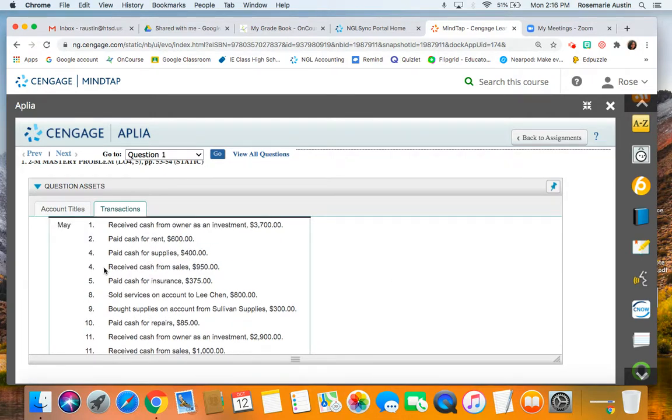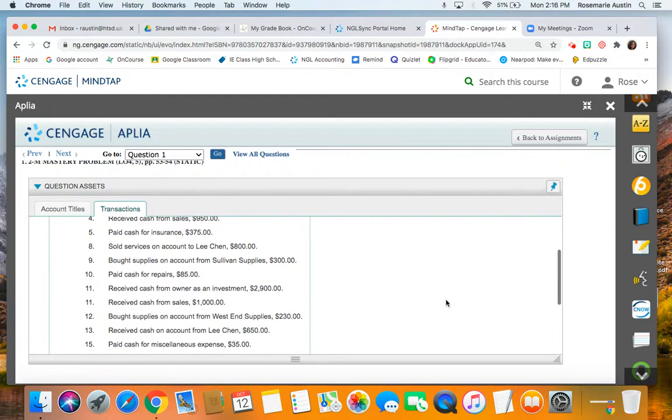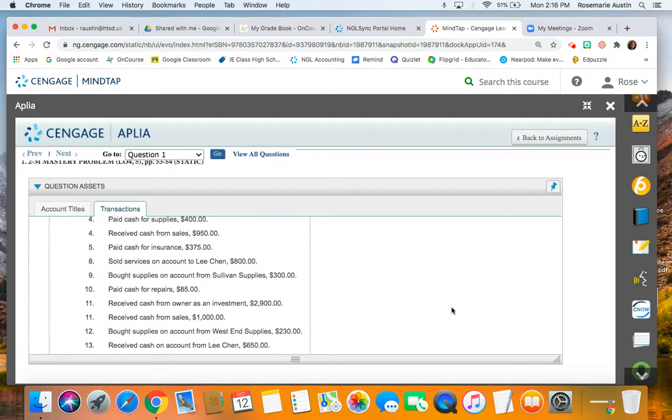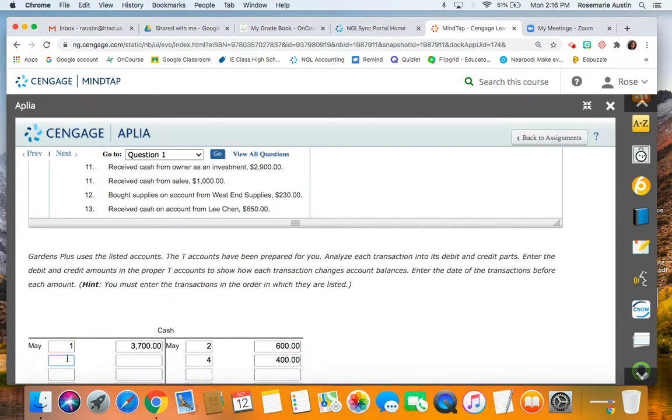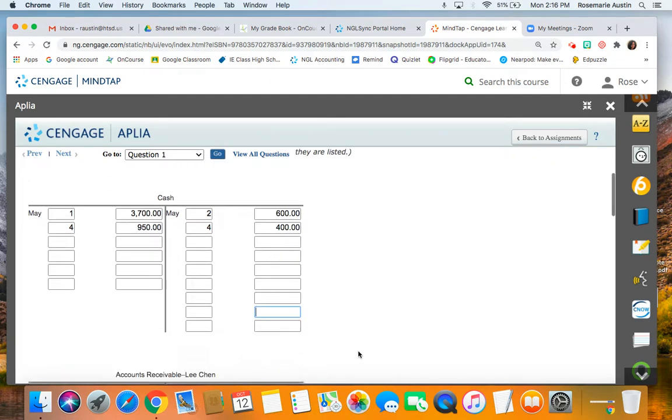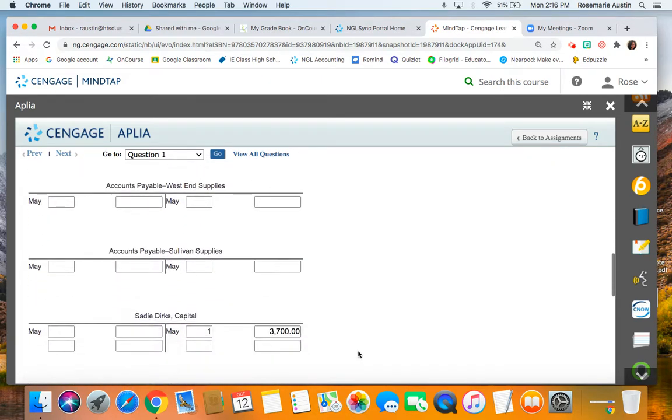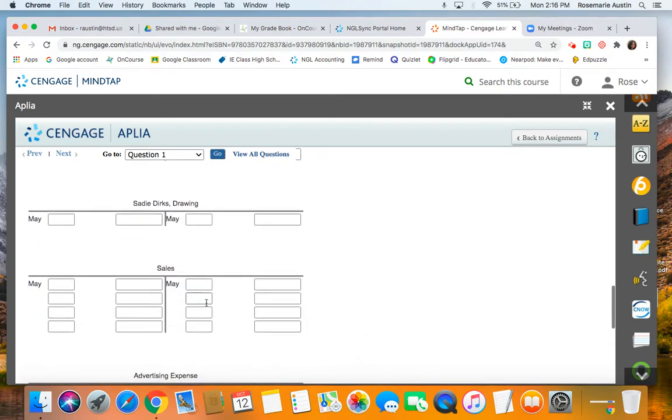The next one is also a transaction that happened on May 4th: received cash from sales. Our two accounts there are cash and sales. If you're receiving cash, cash is going up, so you're going to have a debit entry this time in the cash account. That's going to be a debit of $950 on May 4th, because you're receiving cash from sales. So sales is our other account, and sales accounts are always credited.